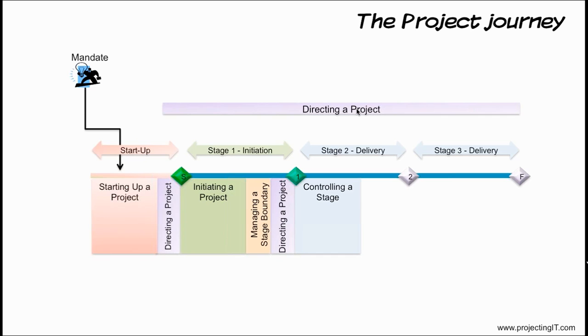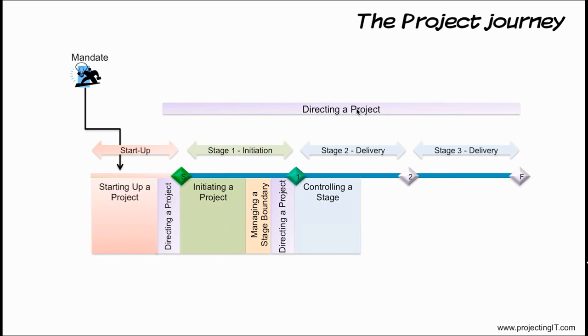Controlling a stage process defines the work of the project manager on a day-to-day basis. The process defines, once the stage starts till the end of the stage, what is the job of a project manager? It defines how the project manager will assign work to the teams, will monitor the progress of teams, will report the progress of the stage to the project board.